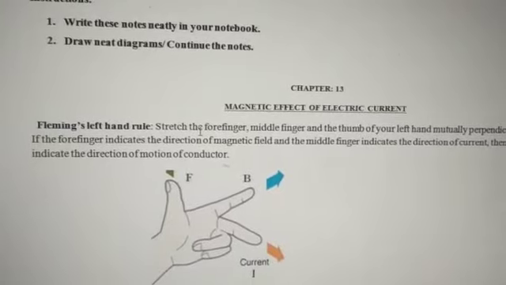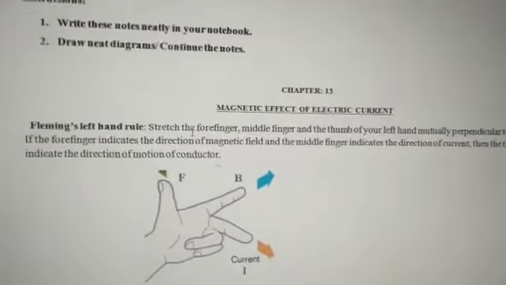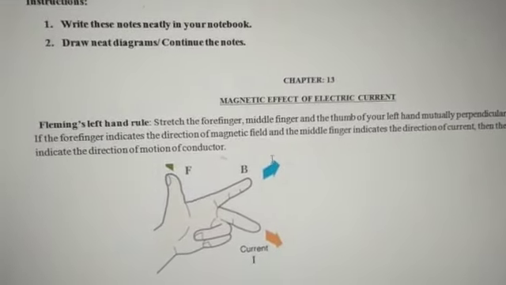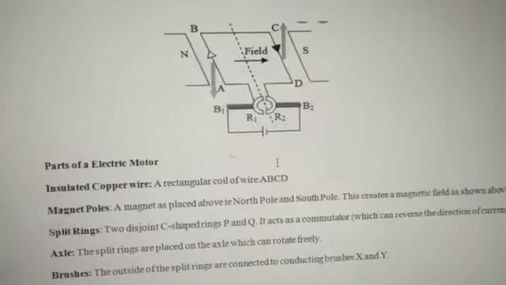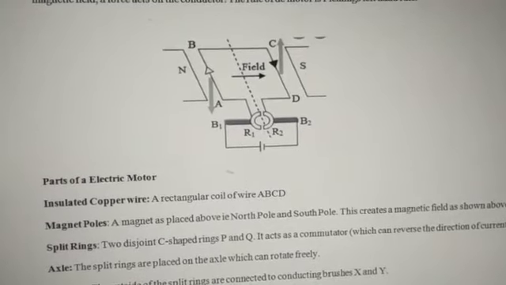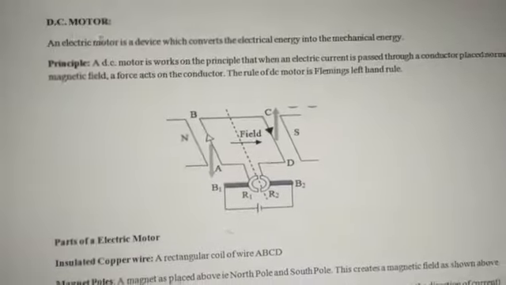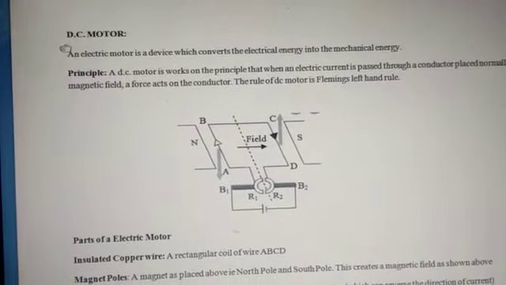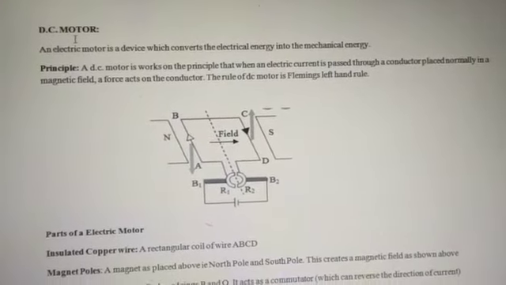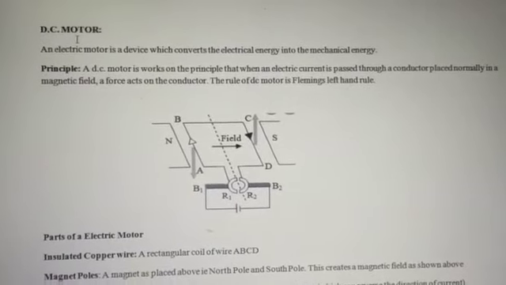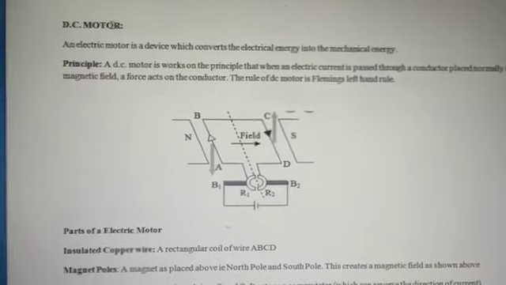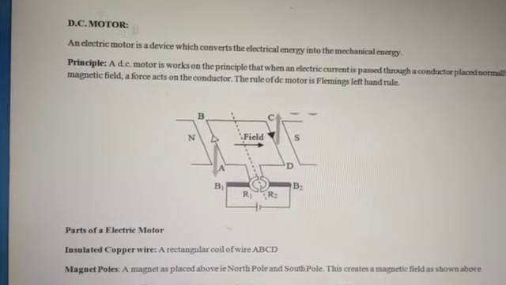Where is this Fleming's left hand rule used? It is used in a DC motor. What is the meaning of DC? DC is nothing but direct current. We will come to know the meaning of direct current and all that. So what is a direct current?